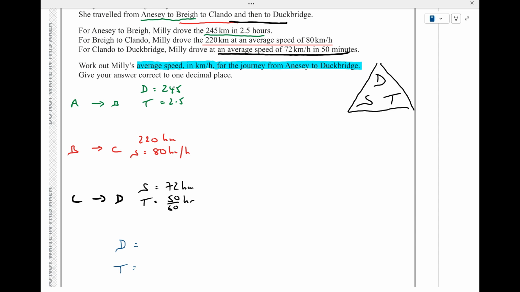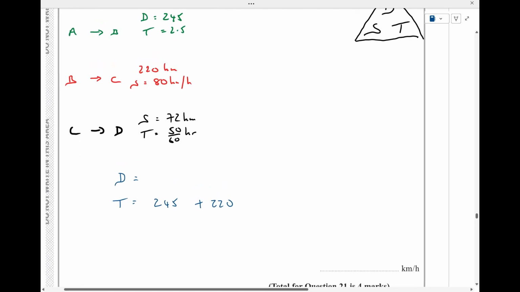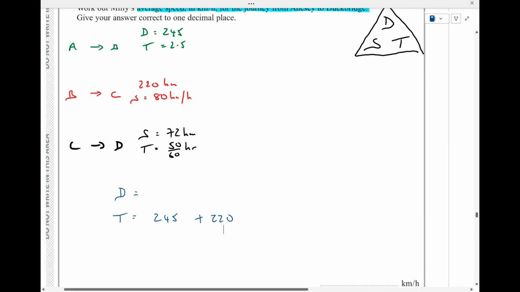Now, what do we know about the distance? Well, from A to B, it's 245. From B to C, it's 220. Oh, I don't know the distance from C to D, look. But I can find it. To do distance, I do speed times time, so it'll be 72 times 50/60ths. So that'll find my distance for me. Do that on my calculator. 72 times 50/60 gives me a distance of 60 kilometers. So her whole distance is 245 plus 220 plus 60.